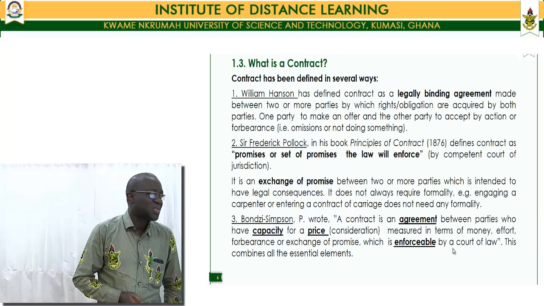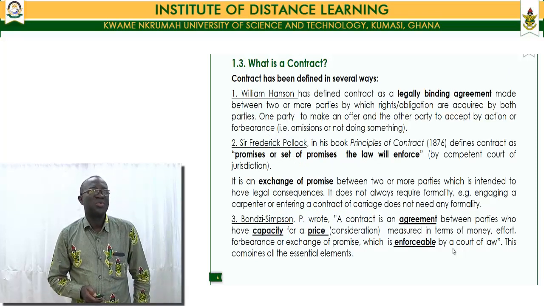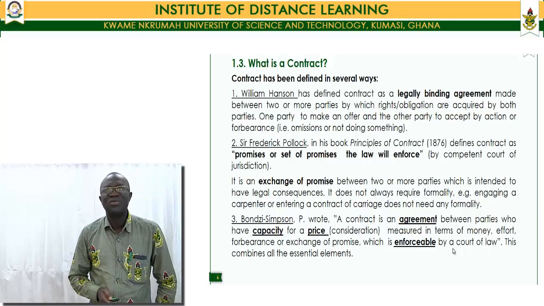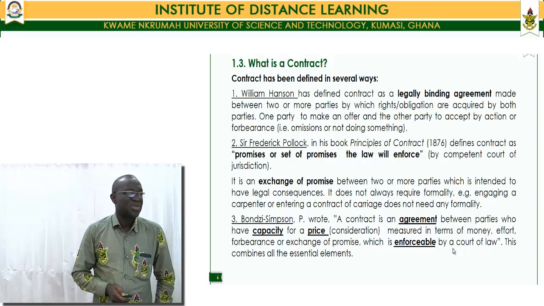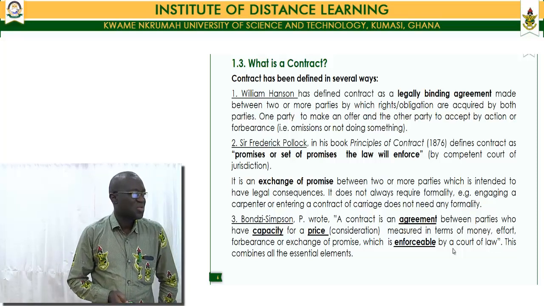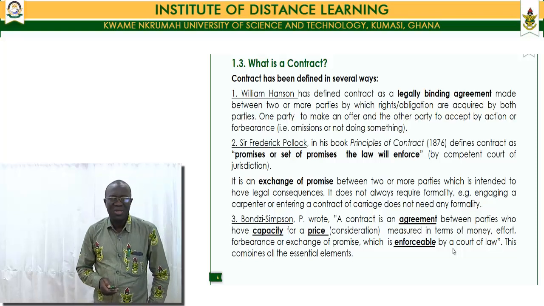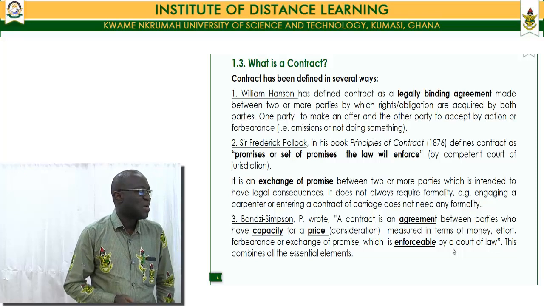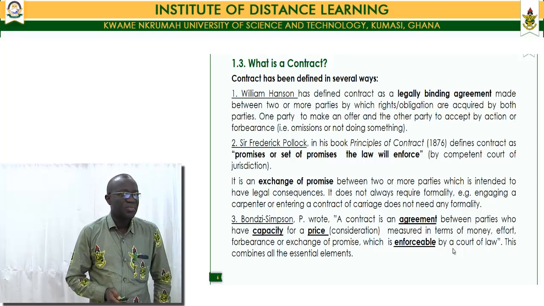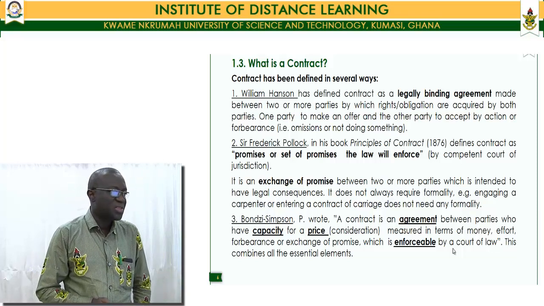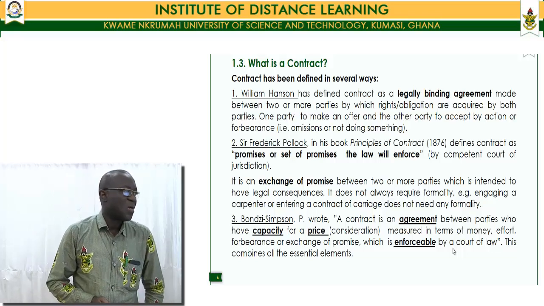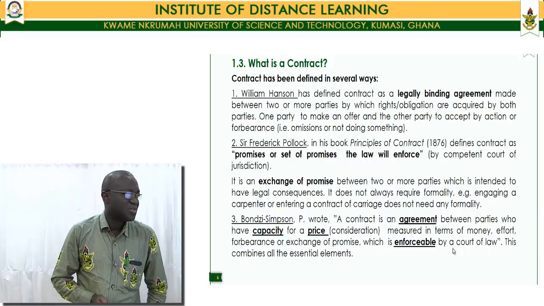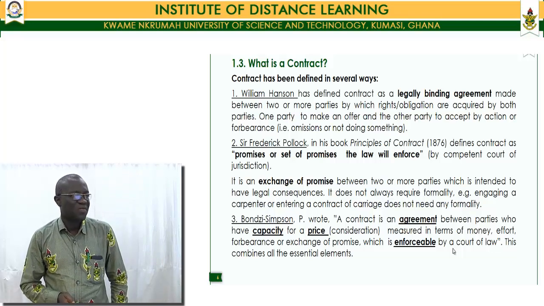So the question is, what is a contract? Because we try to identify ourselves with the way and methods of managing a contract. Then we have to know what is a contract in the first place. So contract has been defined in several ways, but we'll be concerned with the most authoritative and the most reliable source. William Hansen has defined contract as a legally binding agreement made between two or more parties by which rights, obligations are acquired by both parties. That is, one party to make an offer and the other party to accept by action or forbearance. Forbearance is omissions or not doing something to the benefit of another person.